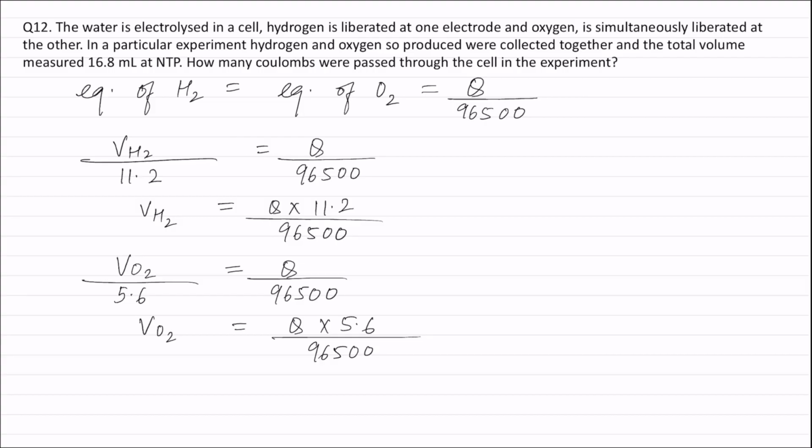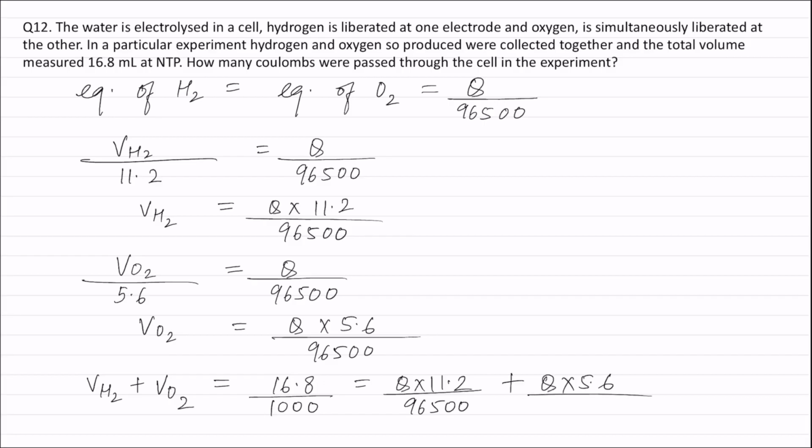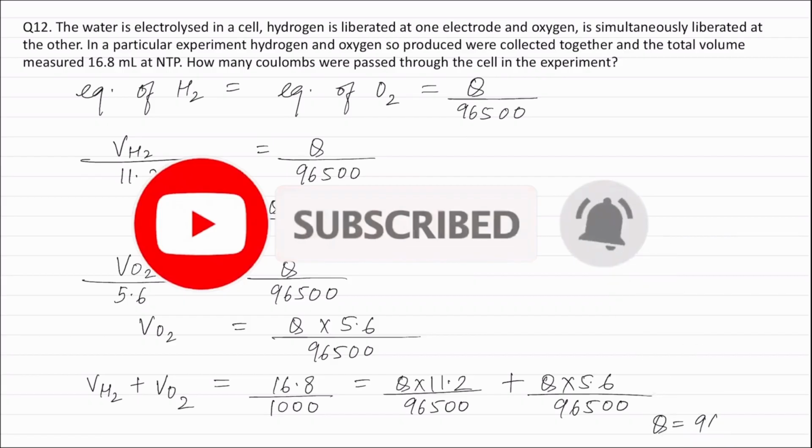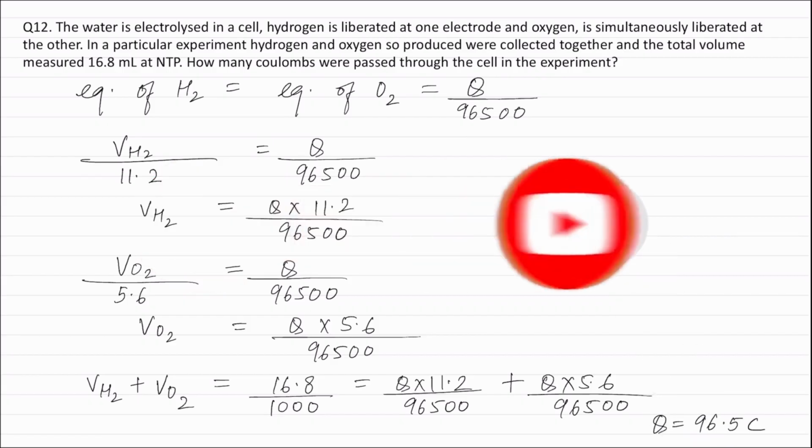divided by 1000 liters. That is, volume of hydrogen plus volume of oxygen is equal to 16.8 divided by 1000 liters, and this is also equal to Q into 11.2 divided by 96500 plus Q into 5.6 divided by 96500. Solving this equation, the value of Q is equal to 96.5 coulomb.